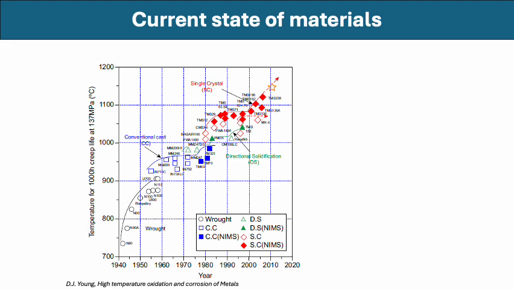So this is for 1,000-hour creep life at 137 megapascal. This temperature axis is in degrees Celsius, and this is the year in which the material was developed. In the beginning, we were using some wrought alloys, mostly nickel-based alloys, and then we have conventionally cast alloys that came in the second generation. And then in between, we had directionally solidified. And now the current state of the art is we use single crystalline material that can provide adequate creep life even at operating temperatures such as 1050.